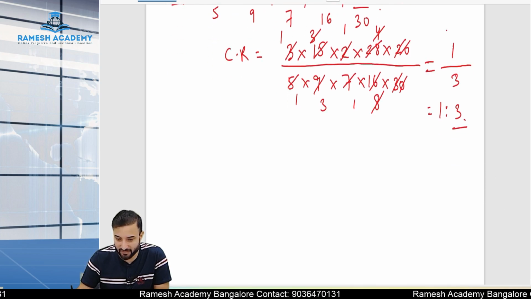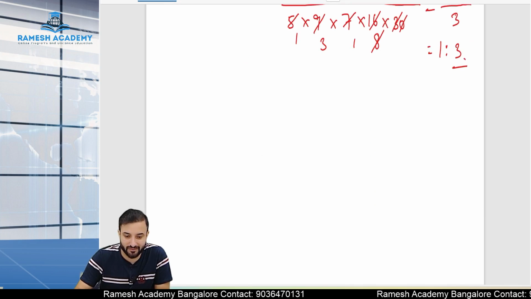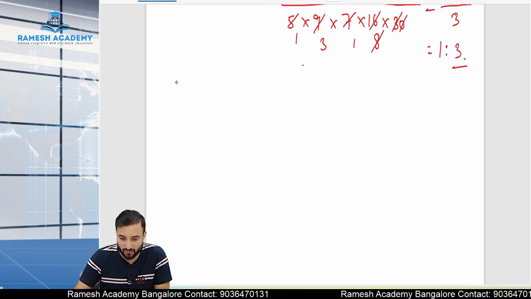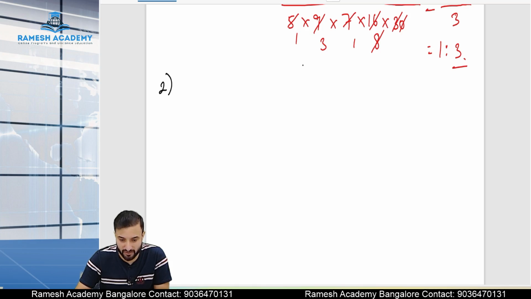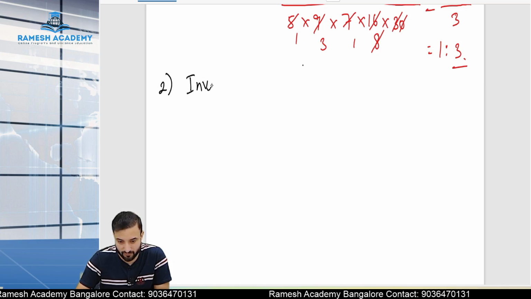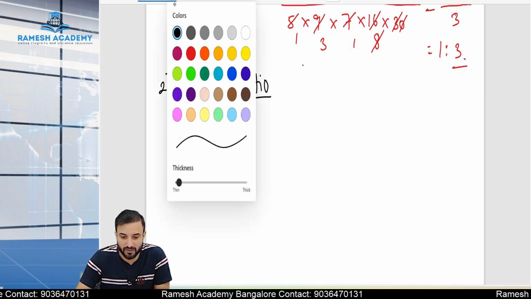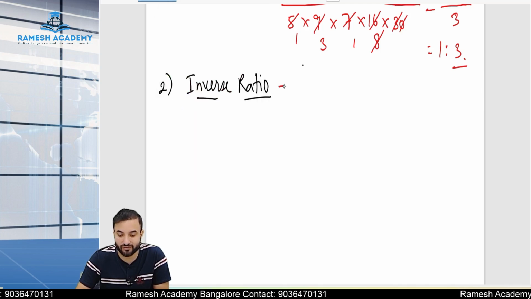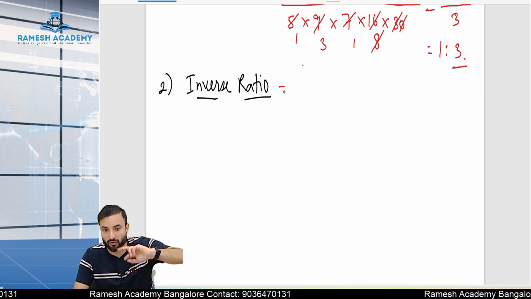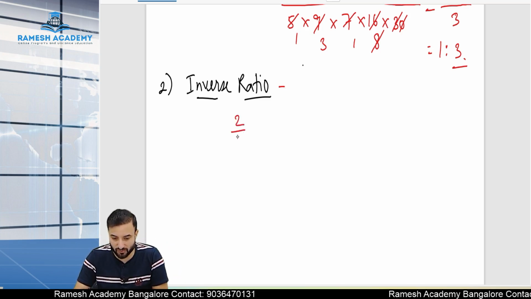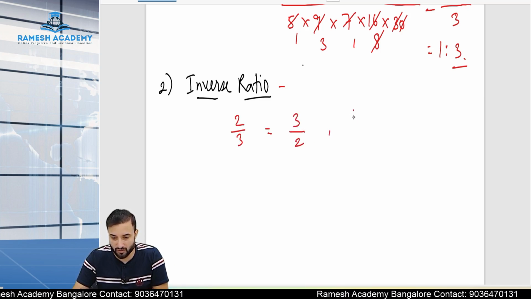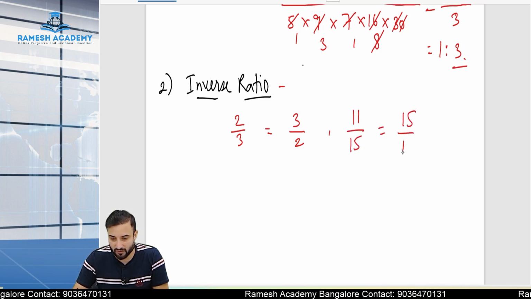And then guys, the next thing is very easy, we all know it. The second one is inverse ratio. Yes, this is very easy. Inverse means, by the name we will get to know, it's opposite. Suppose any ratio is 2 by 3, so the inverse ratio is 3 by 2. If a ratio is 11 by 15, the inverse ratio is 15 by 11. So this is the inverse.